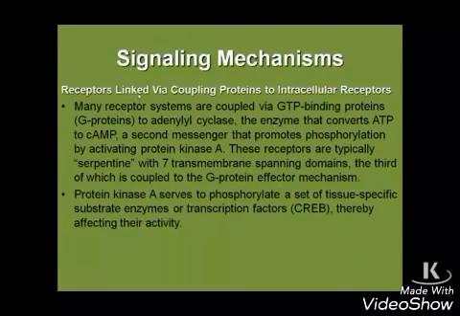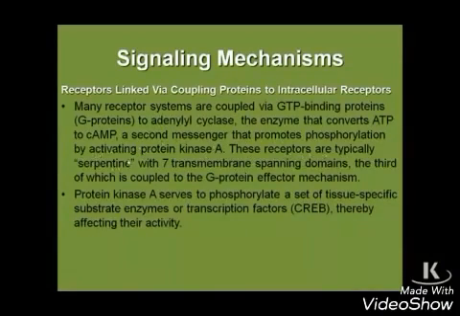Next, we have a very important section on receptors linked via coupling proteins to intracellular effectors, and this is a section where we're going to talk about G proteins. Many of these G proteins are coupled directly to adenylyl cyclase. That, of course, is the enzyme that converts ATP to cyclic AMP. Cyclic AMP is a second messenger that's going to promote phosphorylation by activating protein kinase A. It's important to highlight that protein kinase A, an easy way to remember, A goes along with adenylyl cyclase.